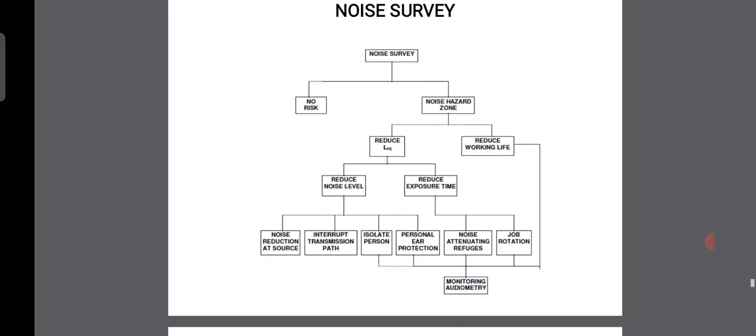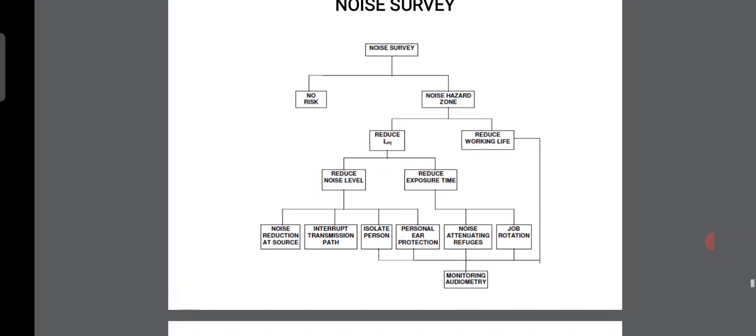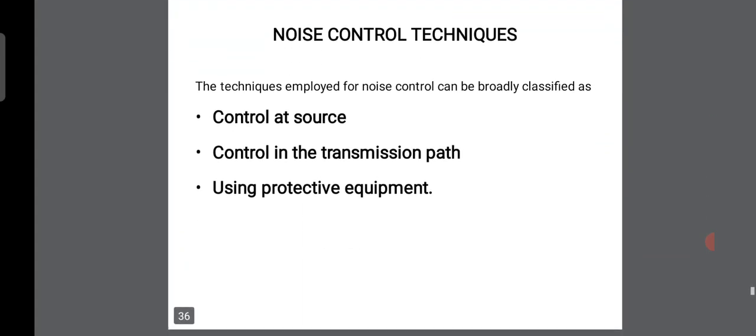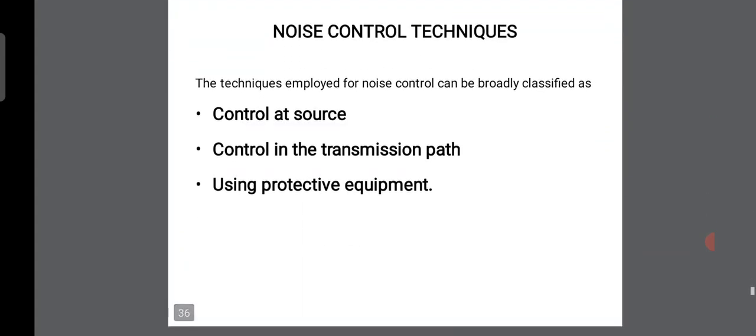Reducing the noise level includes reducing the time exposure and reducing the decibel level. It can be done by noise reduction at the source, interrupting the transmission path, and isolating the person with ear protection, and reducing time exposure includes noise attenuation refuges and job rotation. Noise control techniques involve control at the source, control in the transmission path, and using protective equipment.